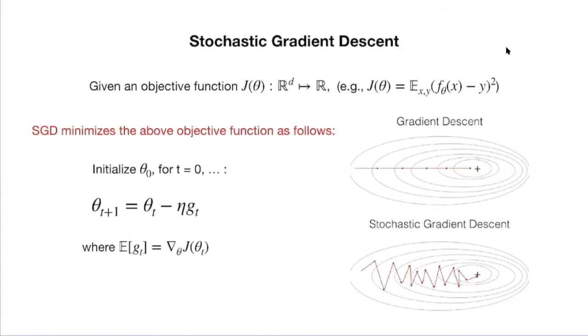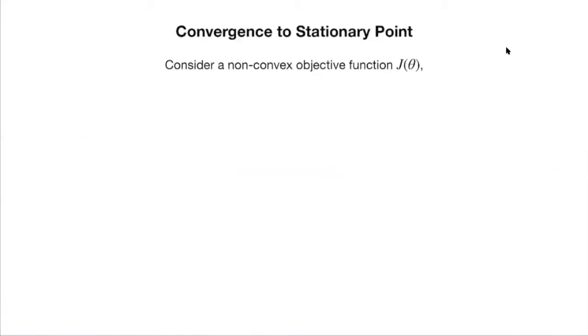Okay, any questions so far for this algorithm? Okay, great. So let's talk about under what conditions this algorithm will actually converge to a stationary point. Let's directly consider a non-convex objective function. Let's be ambitious and see if we can optimize a non-convex objective.